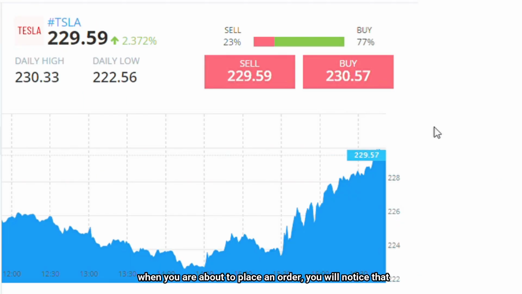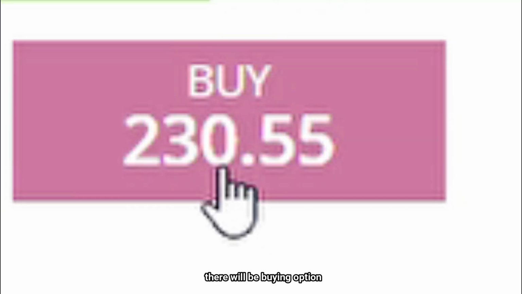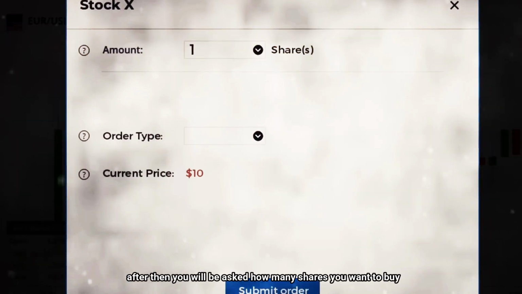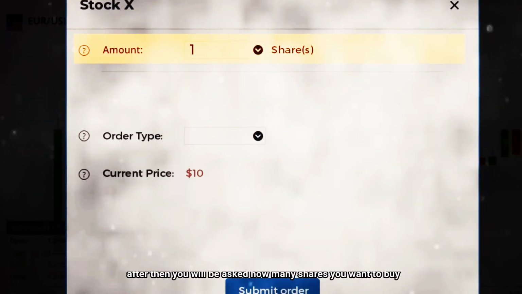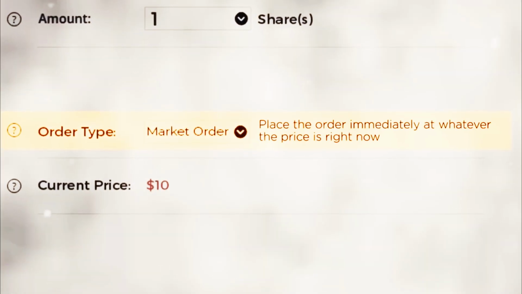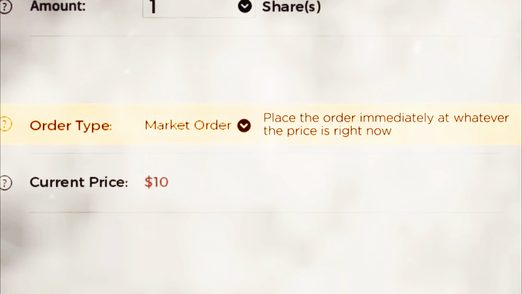When you're about to place an order, you will notice that there will be a buy option, and for people who already have shares in the company, there will be a sell option. After that, you will be asked how many shares you want to buy. What order do you want to buy them? Current market order. Current market order means you want to buy shares at the given price of the shares immediately.